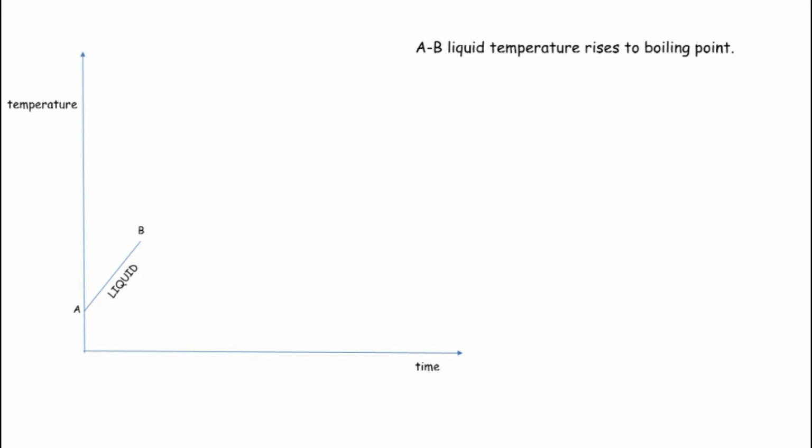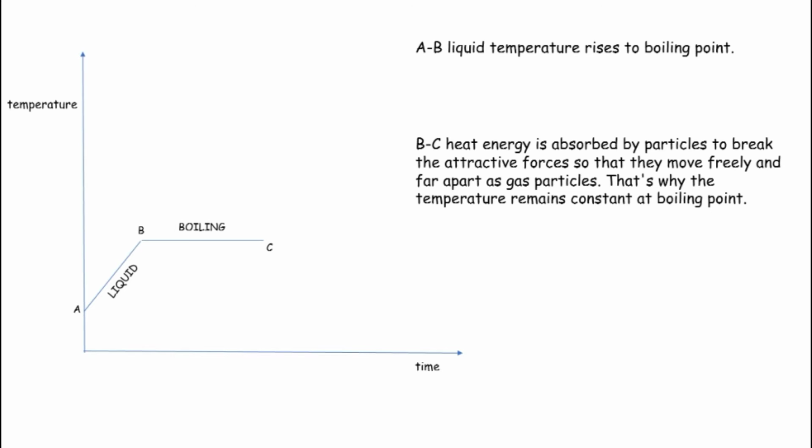A to B, liquid temperature rises to the boiling point. B to C, heat energy is absorbed by particles to break the attractive forces so that they move freely and far apart as gas particles. That's why the temperature remains constant at boiling point. C to D, gas heats as heat energy increases temperature.